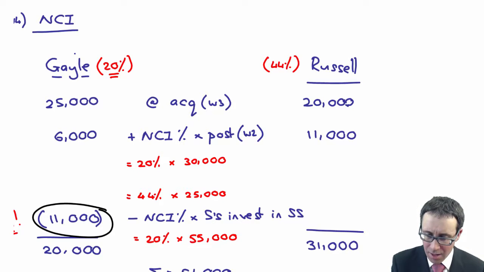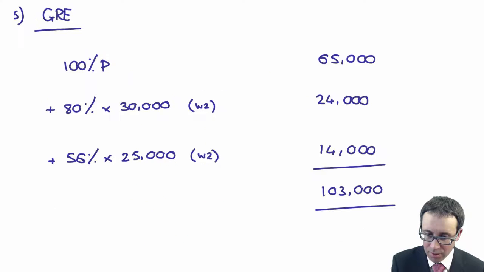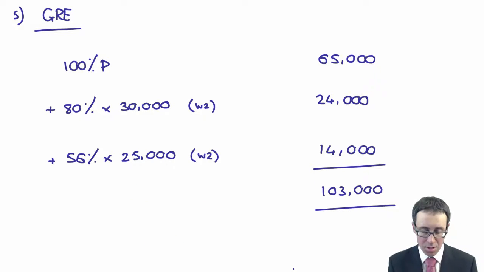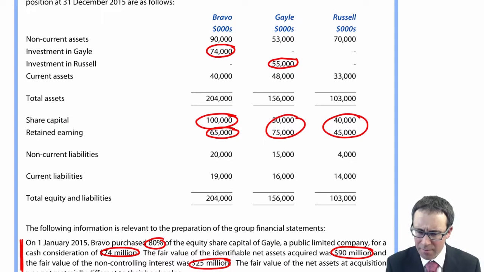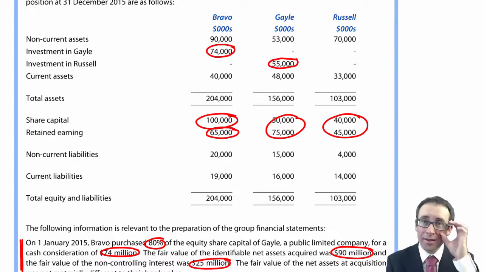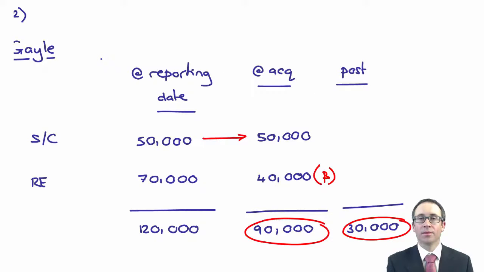Okay. 30 and 25 are the post-acquisition profits. 80% times 30 is 24. 14 plus 24,000 plus 65 gives 103,000. Maybe that's why it didn't originally balance, but other than that, we've done everything correct. So I wouldn't particularly worry about it for now.